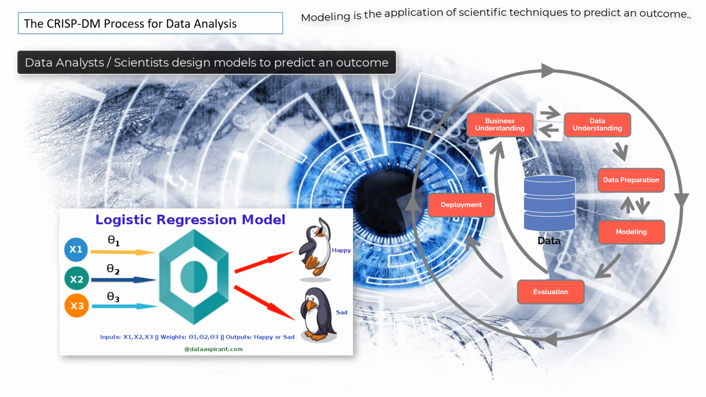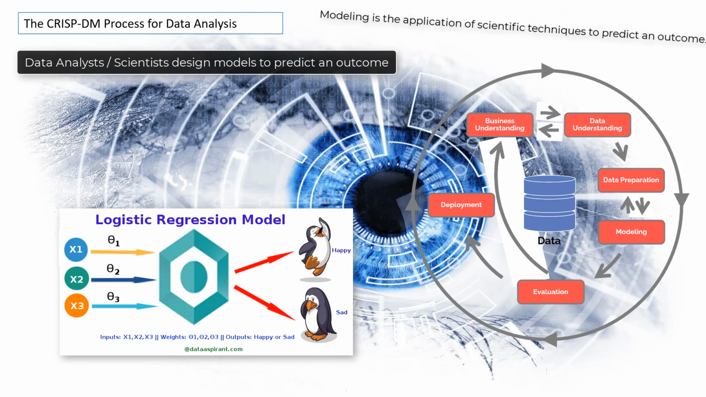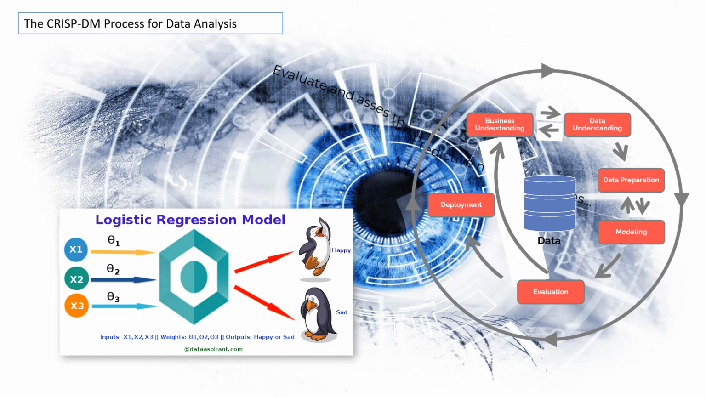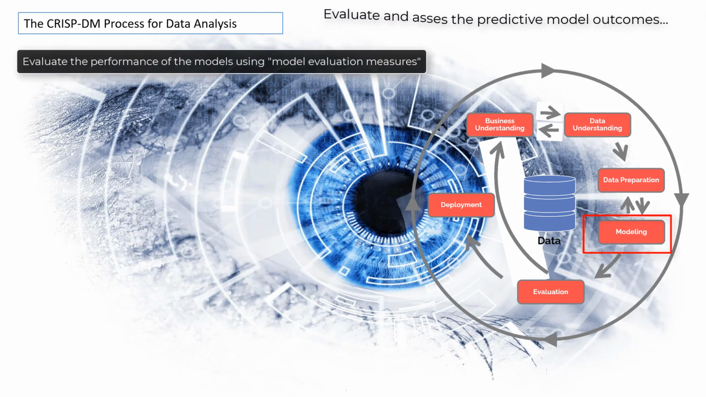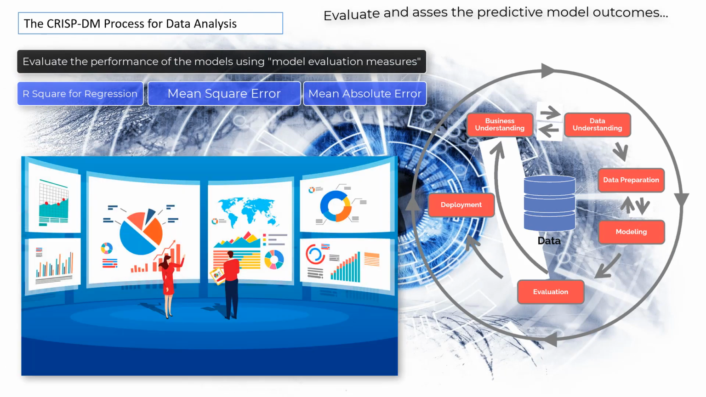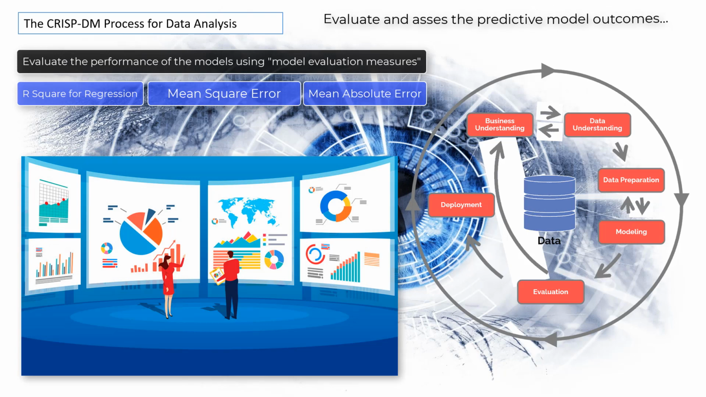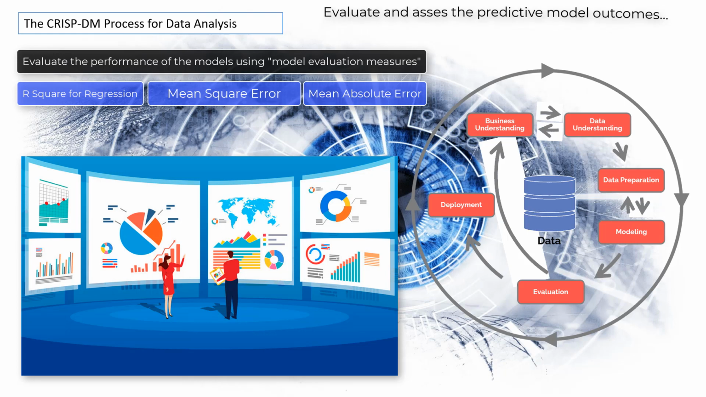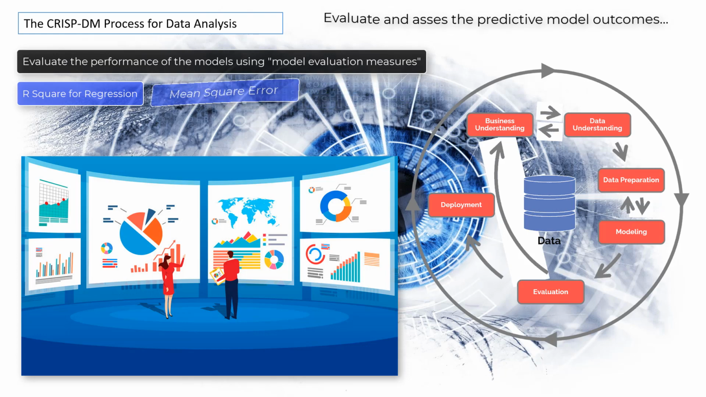So once the model has been developed, the next phase is to assess and evaluate the performance of the model outcomes. There are quite a number of model evaluation measures that can be applied, such as R-square for regression, mean square error or MSE, and the other is mean absolute error or just MAE. So once again, don't worry too much about this jargon at this stage. We will unpack some of these measurement metrics at a later stage. The key thing to understand is that you need to measure the success or failure of your predictive model.